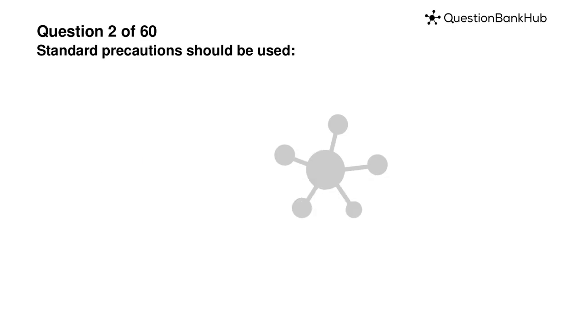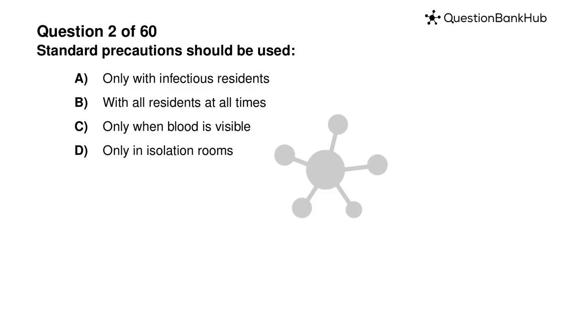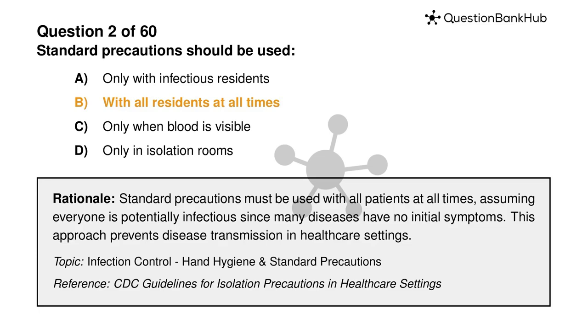Question 2. Standard precautions should be used. A. Only with infectious residents. B. With all residents at all times. C. Only when blood is visible. D. Only in isolation rooms. The correct answer is B. With all residents at all times. Standard precautions must be used with all patients at all times, assuming everyone is potentially infectious since many diseases have no initial symptoms. This approach prevents disease transmission in healthcare settings.